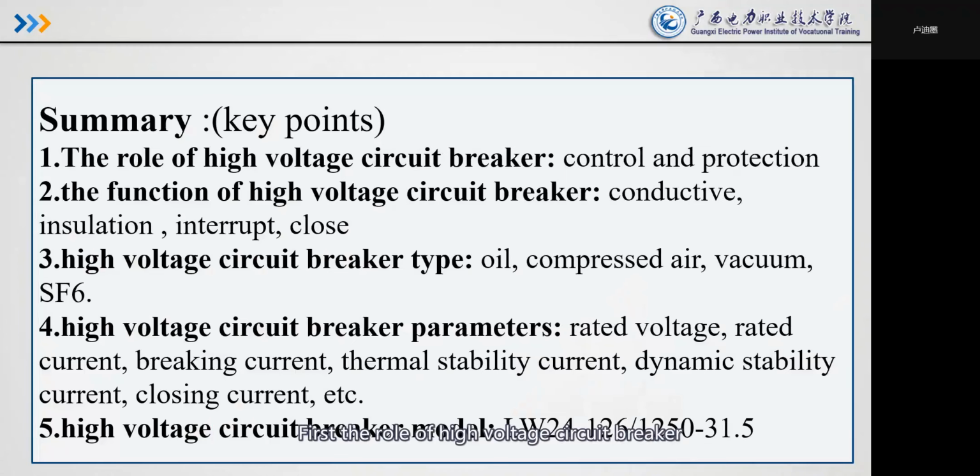Summary. First, the role of the high voltage circuit breakers: control and protection. Number two, the function of high voltage circuit breakers: conductive, isolated, interrupt, close. Number three, high voltage circuit breakers type: oil, compressed air, vacuum, SF6. Number four, high voltage circuit breakers parameter: rated voltage, rated current, breaking current, terminal stability current, dynamic stability current, closing current, and so on.